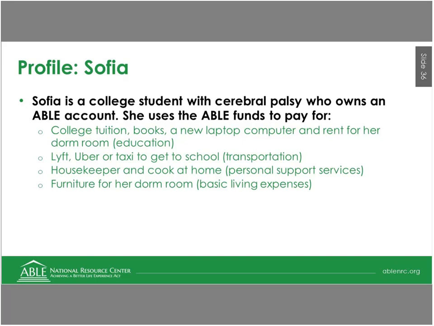So these are all things that presumably Sophia could use her ABLE funds for, and these help her. Not only are they under the categories that were provided by Congress, but they help her live and increase or maintain her health, her independence, and or her quality of life.